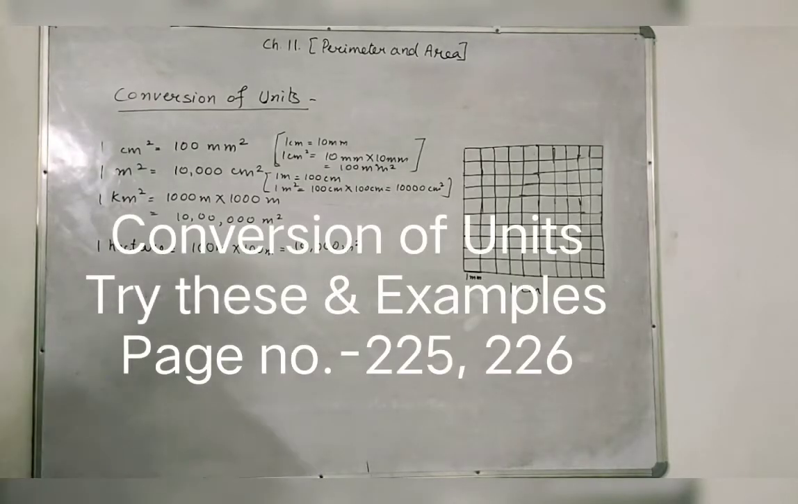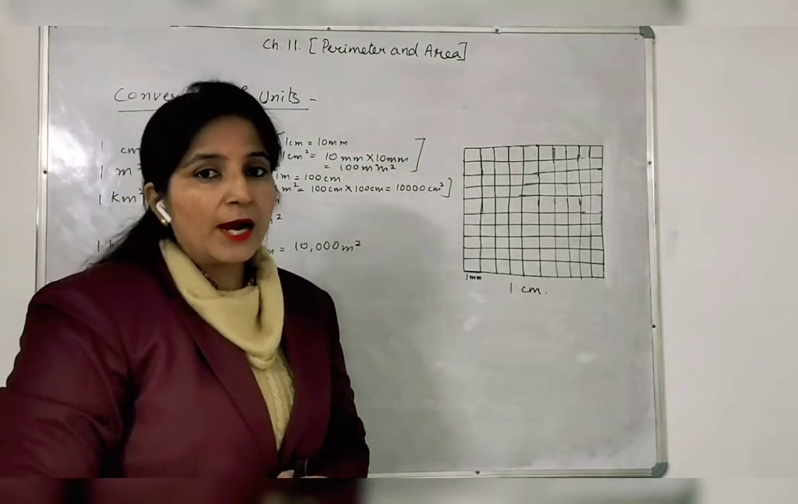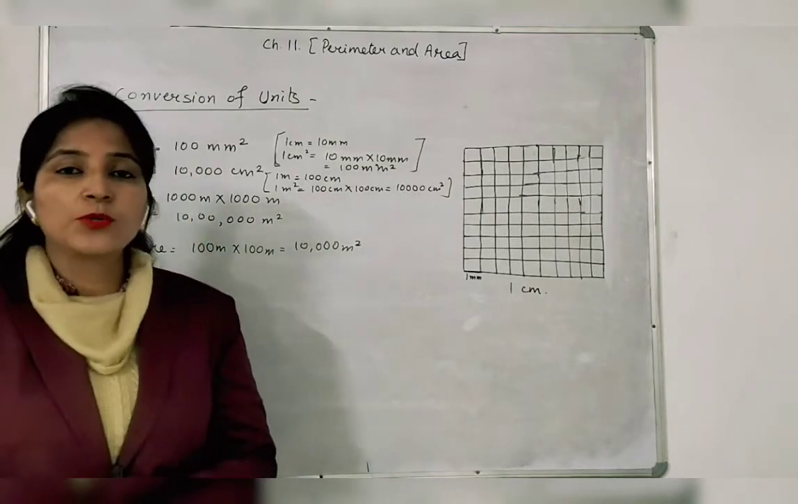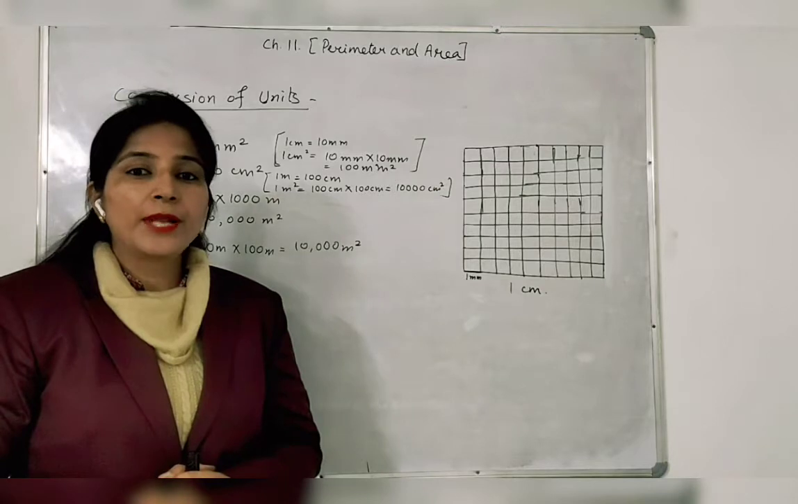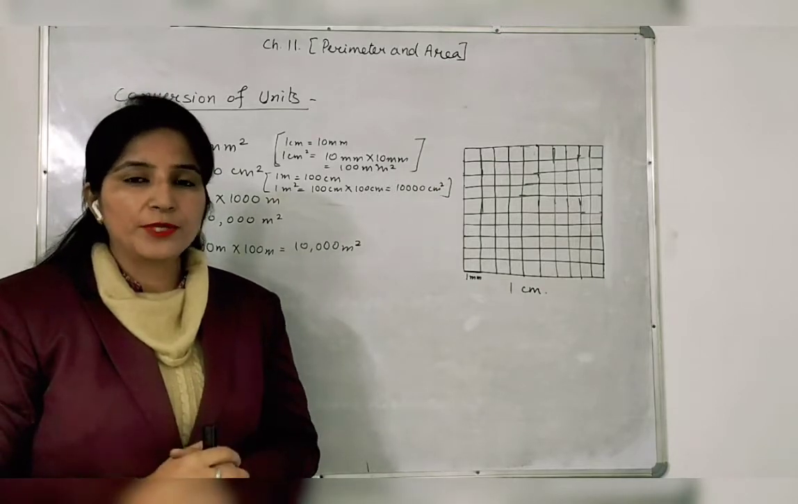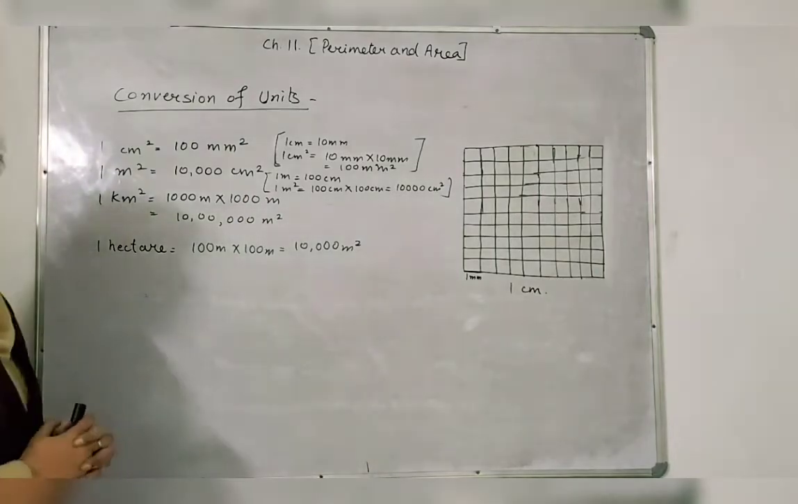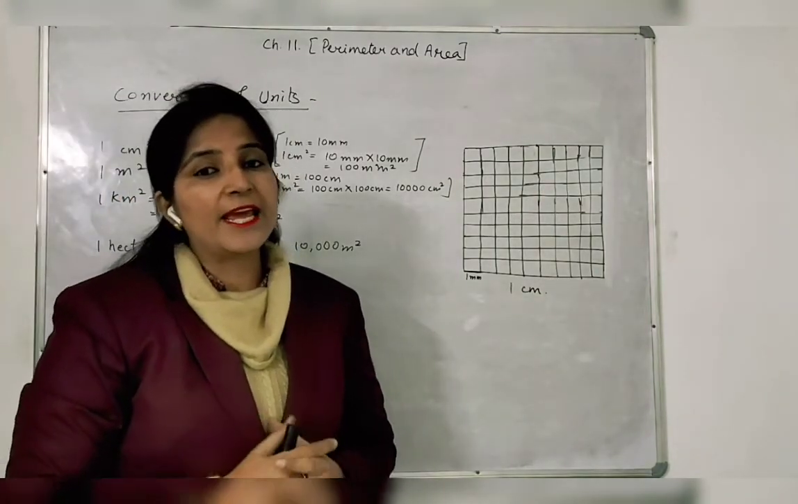Good morning, students. Let us start a new topic, that is conversion of units. Earlier we have learned the conversion of units, like 1 meter equals 100 centimeters, 1 centimeter equals 10 millimeters, or 1 kilometer equals 1000 meters. So this type of conversion we learned. Now we will learn the conversions in areas.